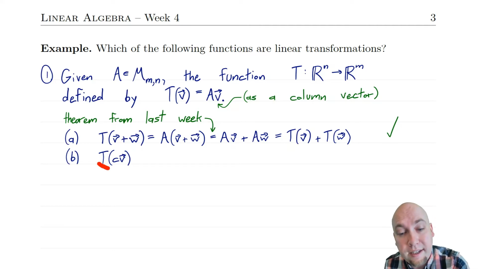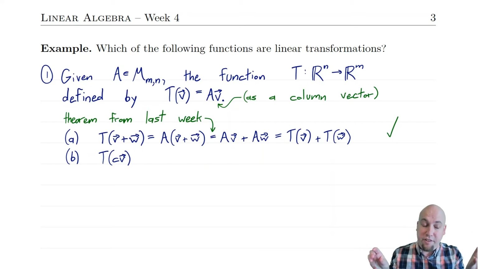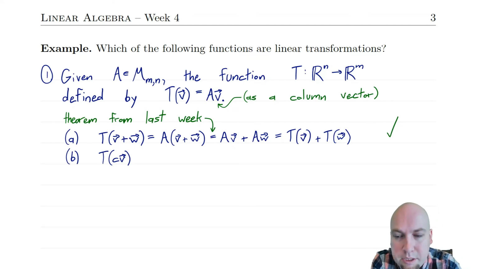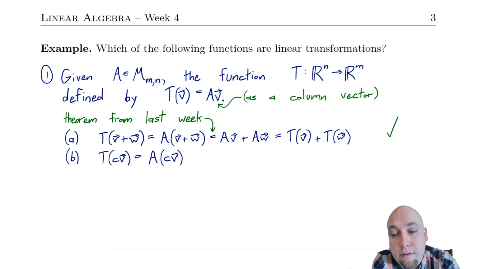T of C times V, I want to show that that equals C times T of V. So how do I do that? Again, I'm just going to use the definition and then things that I know about matrix multiplication. Start off with the definition of T: T of CV equals A times CV. Now use things that you know about matrix multiplication. The relevant thing here is that if I have a matrix times a scalar times another matrix, I can pull that scalar out in front.